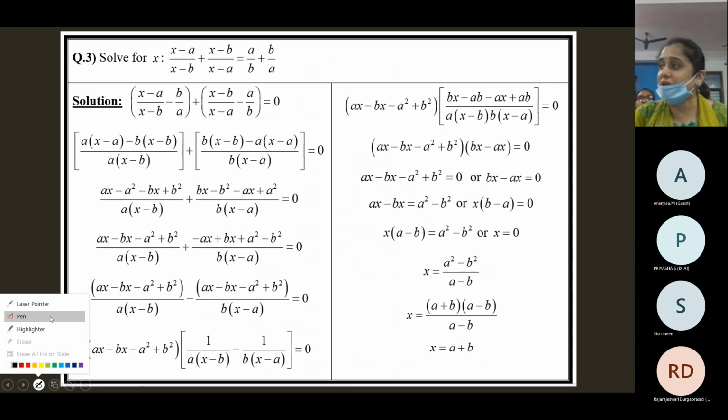We never cancel expressions that have x. When you're solving for x, you can cancel terms which do not have x or x square in them. But if it has x, don't cancel because you lose one value of x.